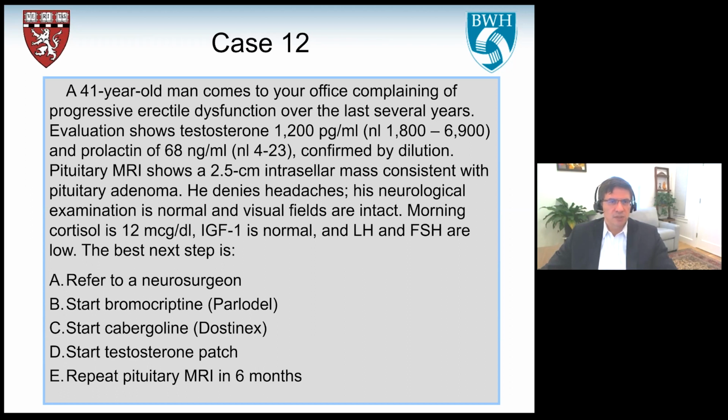Morning cortisol is 12 micrograms per deciliter, IGF-1 is normal, and LH and FSH are low. The best next step is A, refer to a neurosurgeon. B, start bromocriptine, or Parlodel. C, start cabergoline, or Dostinex. D, start testosterone patch, or E, repeat pituitary MRI in 6 months.